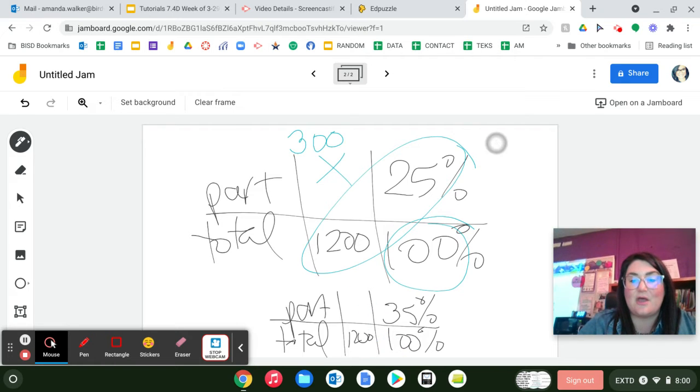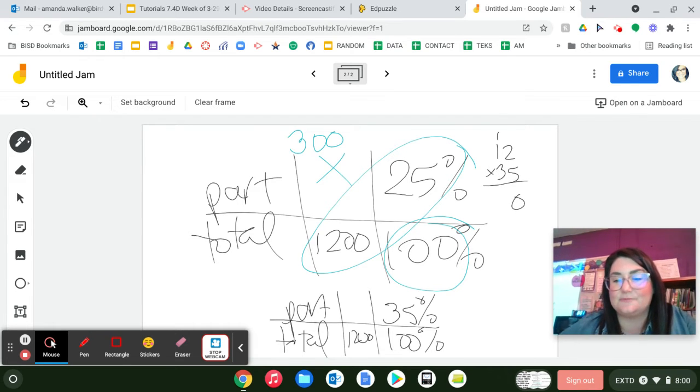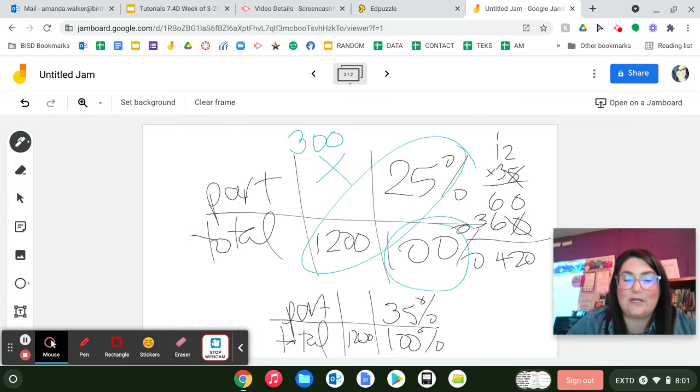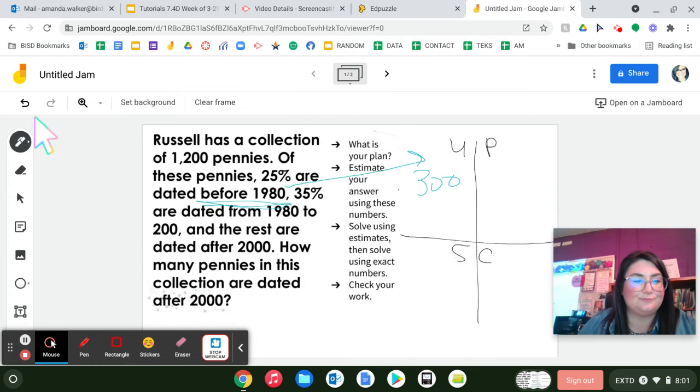So I'm working ahead to get that answer. So you can see I'm multiplying here. 5 times 1 is 5 plus 1 is 6. I'm done with the ones place, so I'm going to give a placeholder there. 3 times 2 is 6, and 3 times 1 is 3. And I end up with 420. So there's 420 pennies that fall in that middle range.